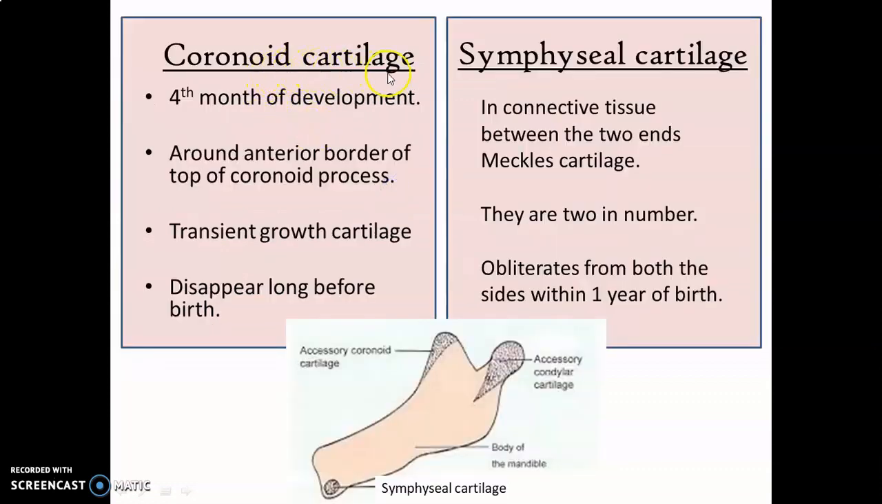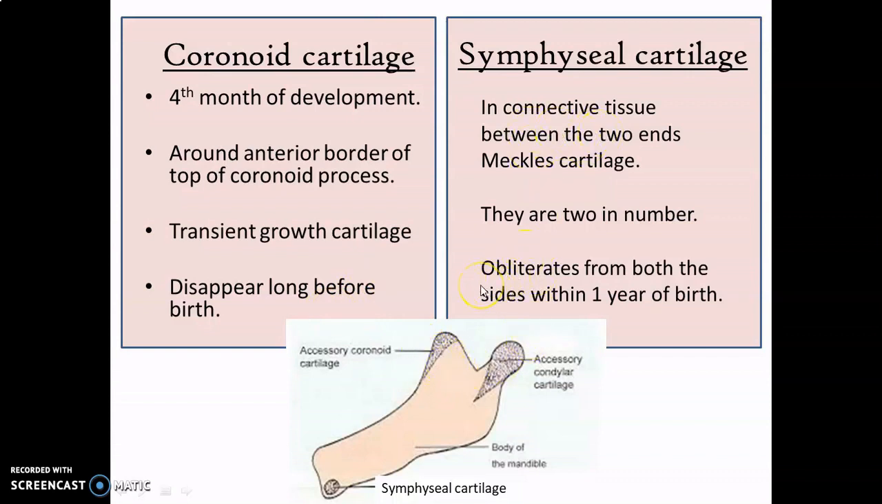Next one is the coronoid cartilage, in the future coronoid region, which appears by 4th month of development around the anterior border of the top of the coronoid process, and it disappears long before birth. It is a transient growth cartilage.